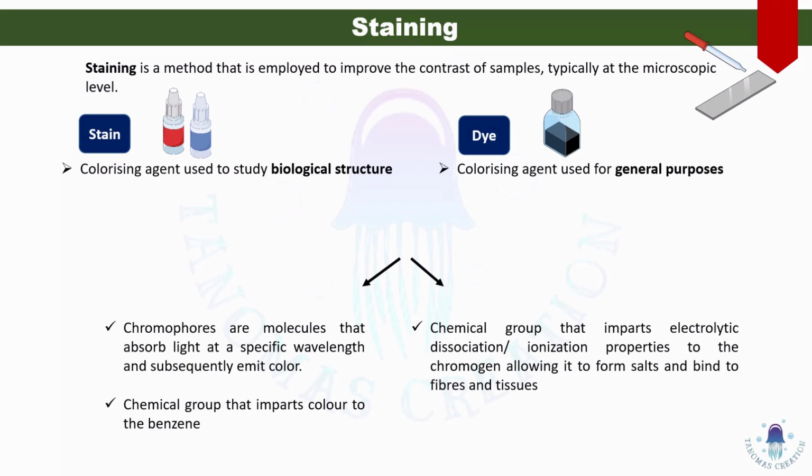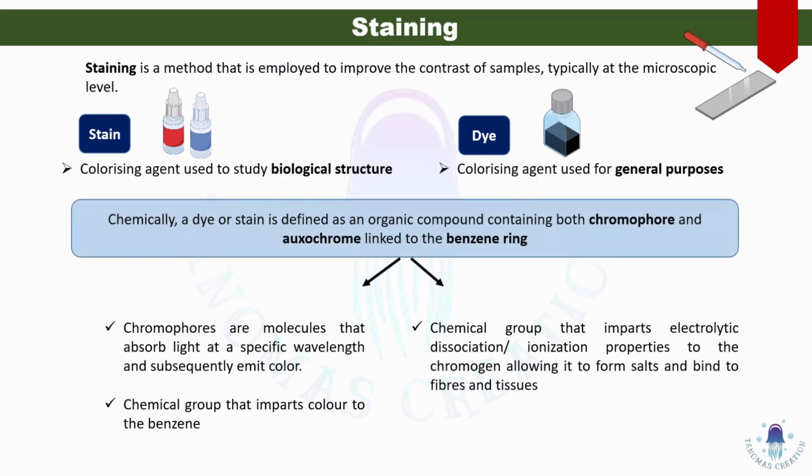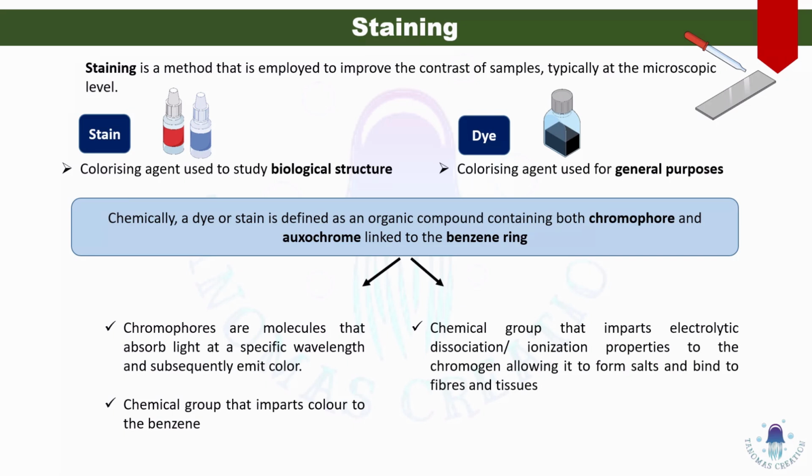Stain is known as the colorizing agent used to study biological structure, and dye is a colorizing agent used for general purpose. So this is a very basic difference between these two words. Otherwise, these two words are used interchangeably in microbiology. Chemically, a dye or a stain is defined as an organic compound containing both chromophore and oxochrome linked to the benzene ring. So what is chromophore and what is oxochrome?